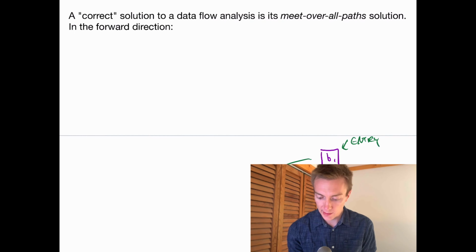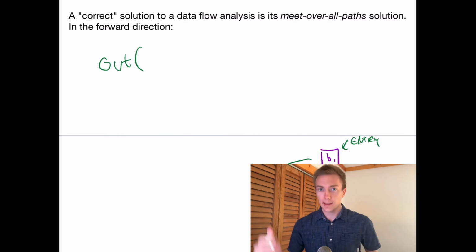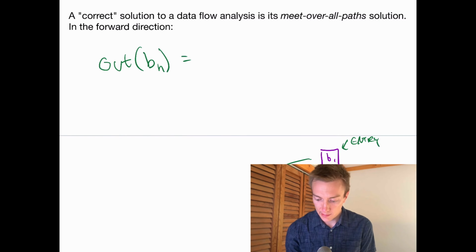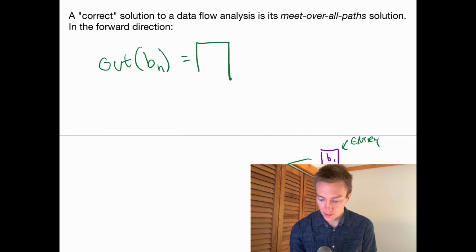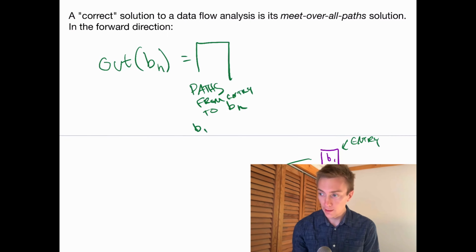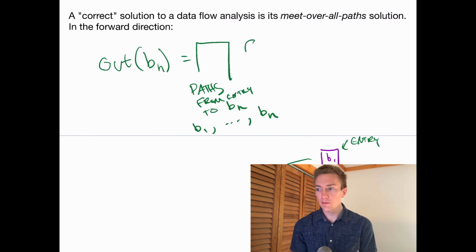So to write it out in symbols, we can say that for a given block, call it Bn, the out variable for that block is the big meet: take the merge function and apply it to all the paths from the entry block to Bn, and call that B1, remember that's the entry block, and then a bunch of stuff in the middle, and eventually Bn. Then we will compute the value going across a given path.